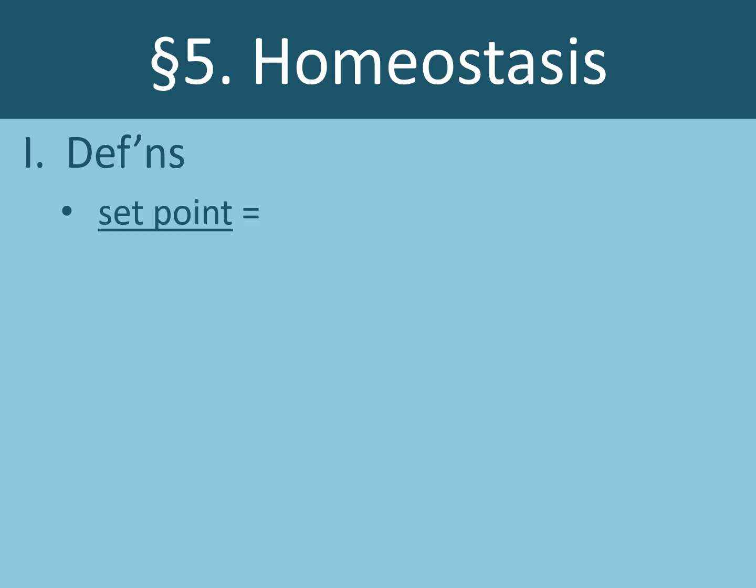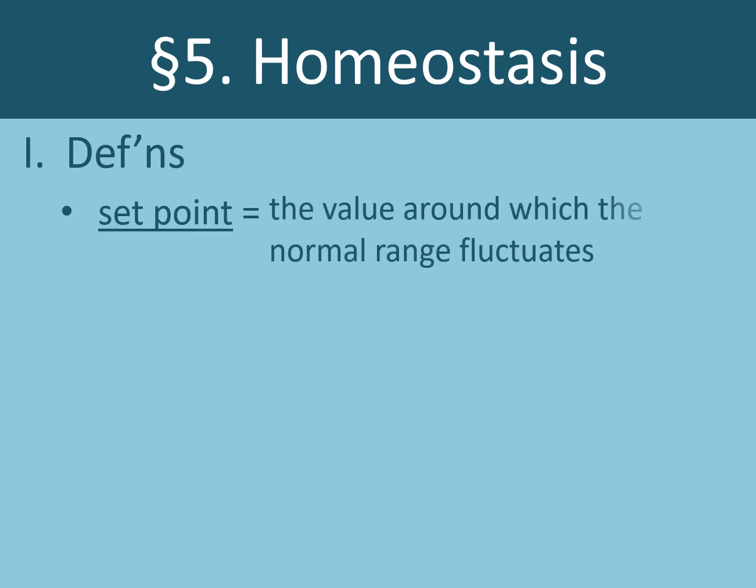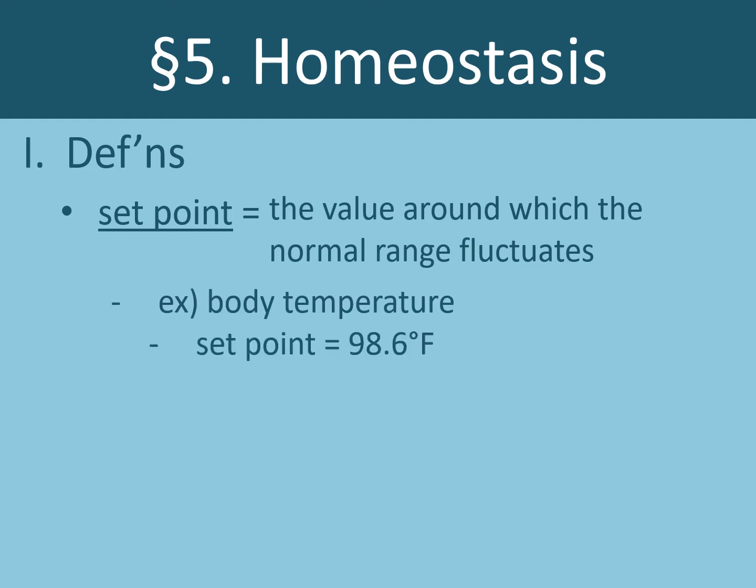Another term I'd like you to know is set point. Set point is the value around which the normal range fluctuates. So for example, let's take human body temperature. The normal set point for human body temperature is 98.6 degrees Fahrenheit. But the normal range can be anywhere from 97.7 degrees Fahrenheit to 99.5 degrees Fahrenheit. And within that range, your body would still operate normally.